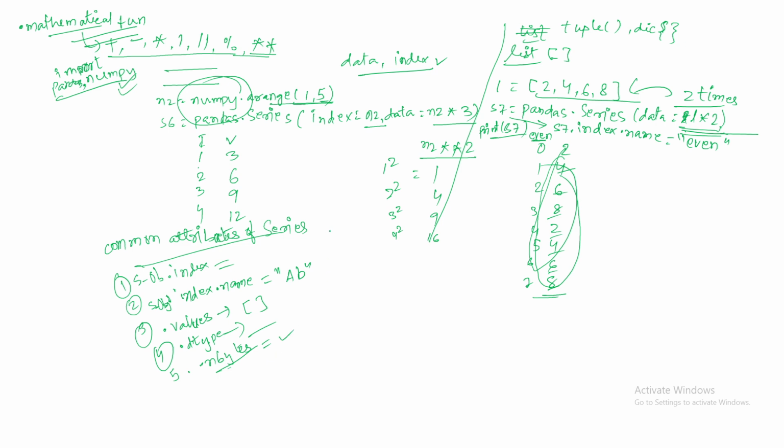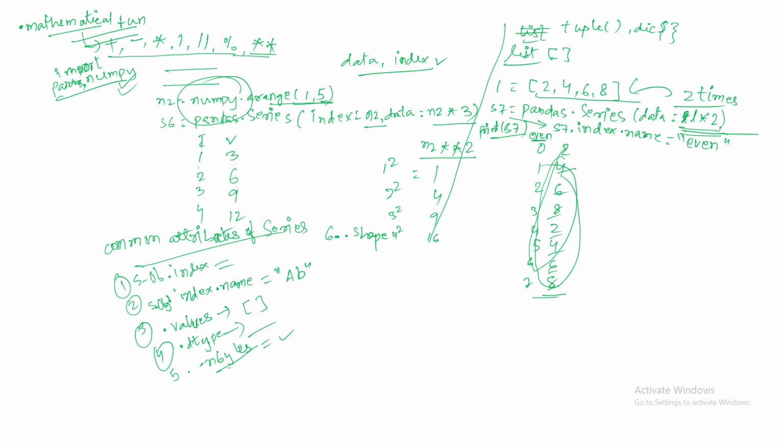Now number 6, dot shape. What will it display? Dot shape will display the total number of values, or the total number of values in the series. For a data frame, it will come as a different total number of values in a tuple.